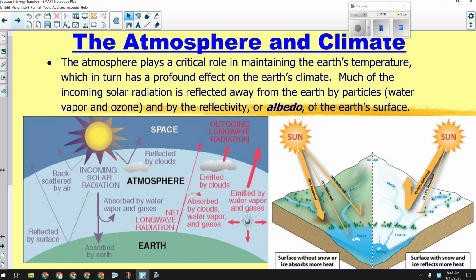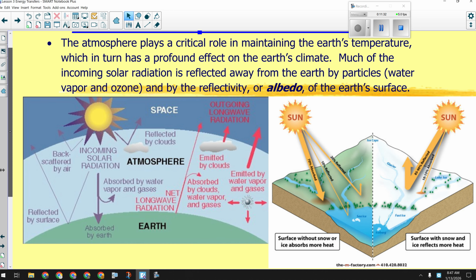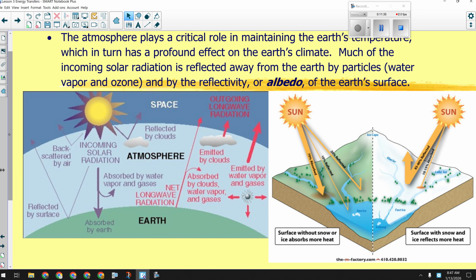Okay, so this is kind of what happens in the atmosphere, this diagram on the left. Okay, so we got solar radiation coming in. Okay, a lot of it gets back scattered by the air. Okay, that's what makes the sky blue. Okay, some of it gets reflected by clouds because clouds are white. Okay, white reflects more light than other colors. Okay, in fact, white reflects all colors.